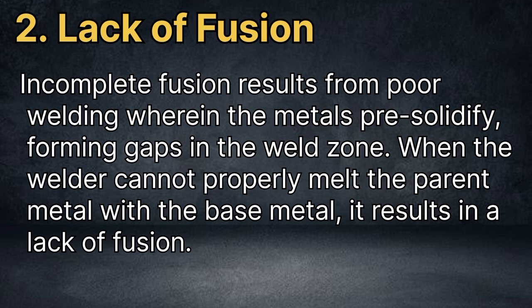Incomplete fusion results from poor welding, wherein the metal pre-solidifies, forming gaps in the weld zone. When the welder cannot properly melt the parent metal with the base metal, it results in a lack of fusion, which is called LF.